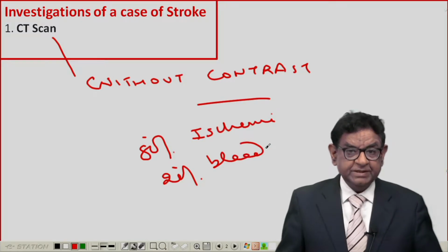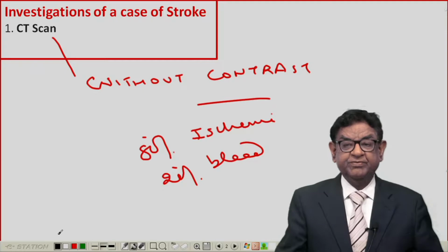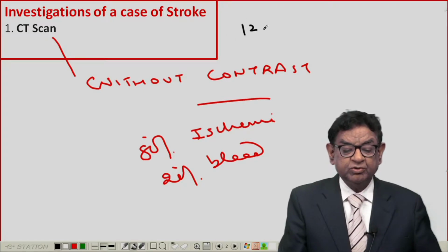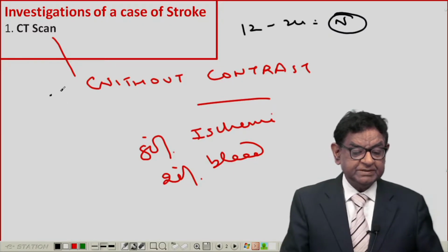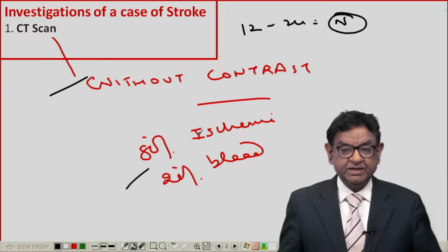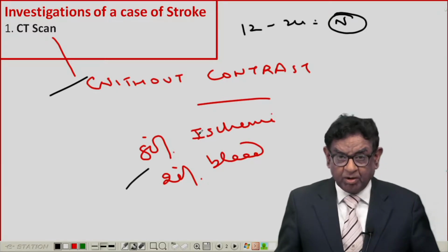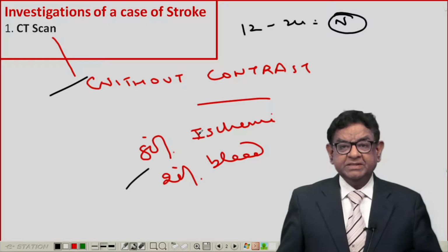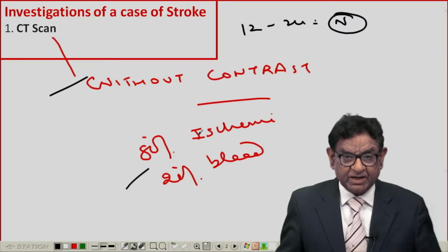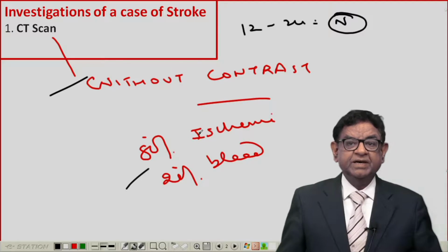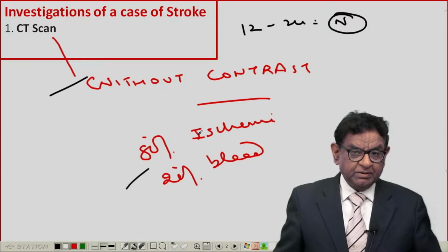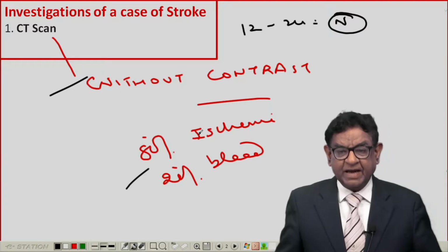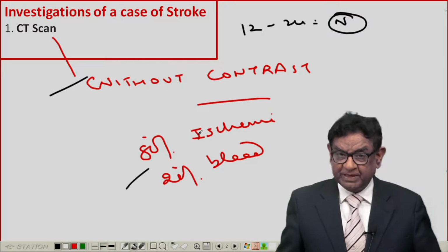And one more thing, a plain CT scan, if done within the first 12 to 24 hours, is normal. Then the question is why we want to do a plain CT when we know that 80% are ischemic stroke and it is going to be normal. The reason being, CT scan is a much better modality to differentiate hemorrhage as compared to MRI. So MRI cannot pick up early hemorrhage. So that's why we go for a plain CT scan.